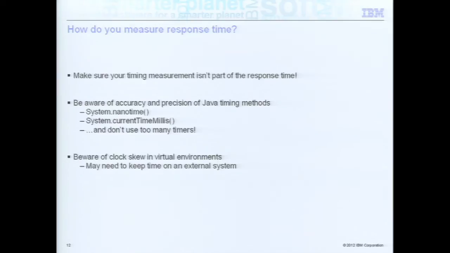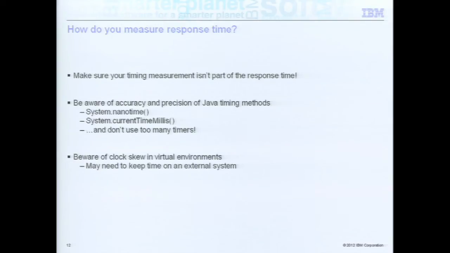However, it doesn't say anything about the accuracy of that. In fact, many operating systems do not have a nanosecond granular timer that will hand you back something that actually is a nanosecond. You might get something that was in milliseconds and converted into nanoseconds. So you have to be careful about the accuracy and precision of these timers. And don't go nuts with the timers either. Even though they are relatively cheap, if you use too many of them, there will be an overhead there as well.